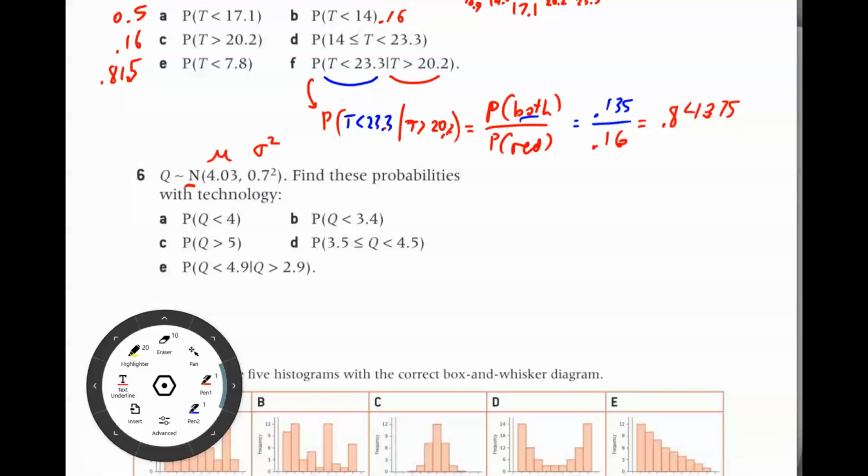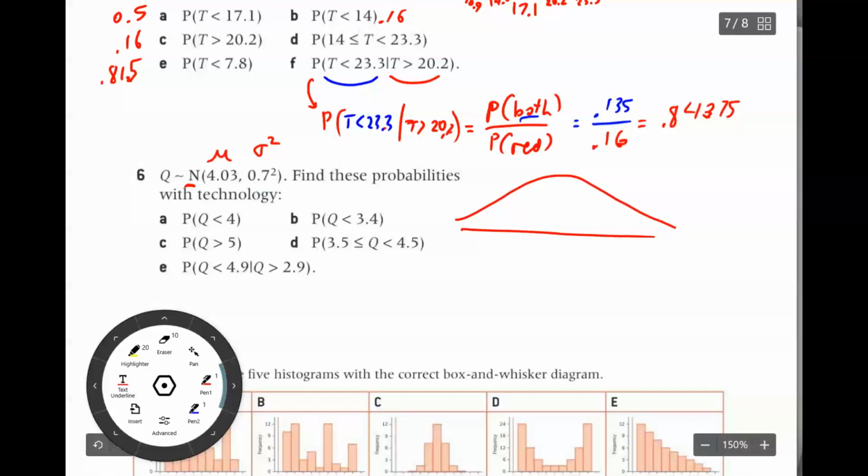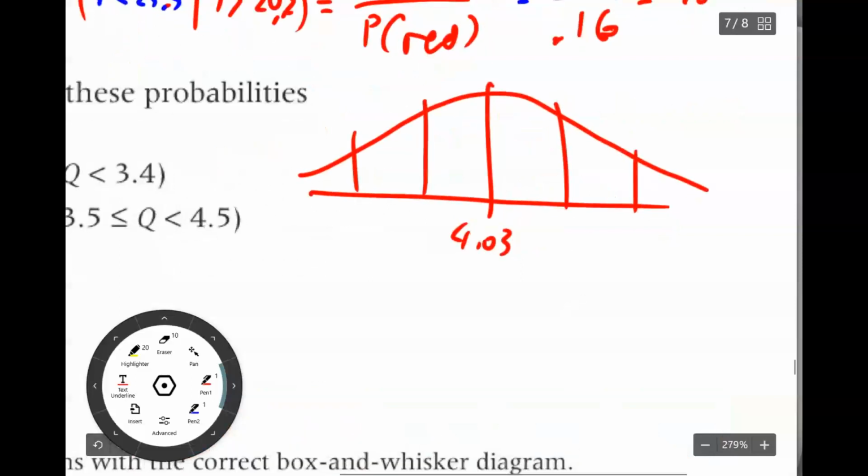First of all, we'll draw our picture like we usually do, right? In the middle, we're going to put the mean, which is 4.03, and then the standard deviation is 0.7, so we'll put 4.73 here, 5.43 here, 3.33 here, and 2.63 here.